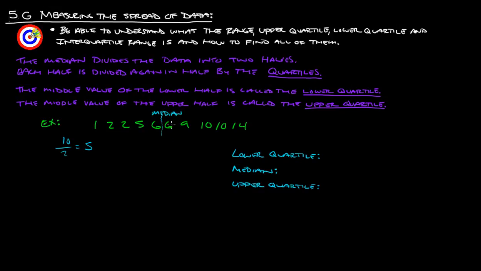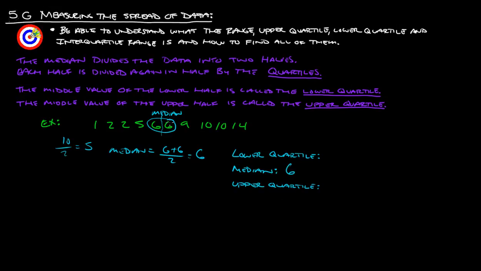It doesn't go right through a number. It's going to be the average of these two numbers here. So the median is going to be 6 plus 6 divided by 2, which we hopefully have all figured out, is going to be, in this case, 6.